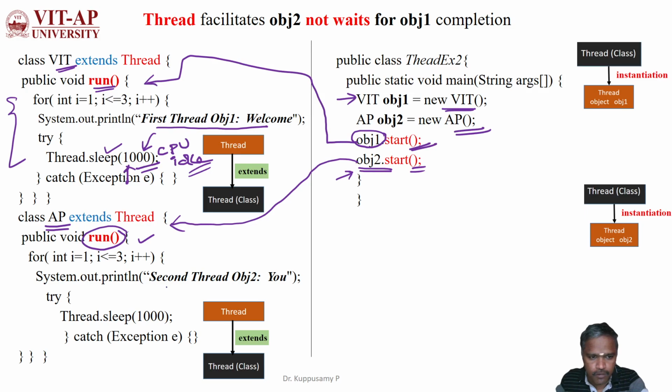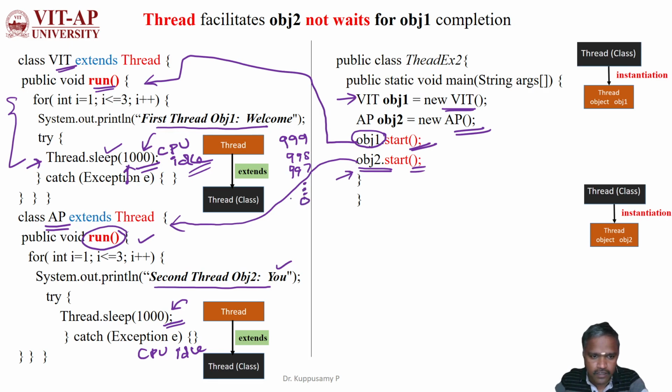Here obj2 has the statement "second thread obj2 u", which it will display now, and then it introduces 1000 milliseconds. Now the CPU will be idle in this thread. You see that in this place the 1000 milliseconds keeps on reducing one by one: 999, 998, 997, so like this it will keep on decreasing until 0.